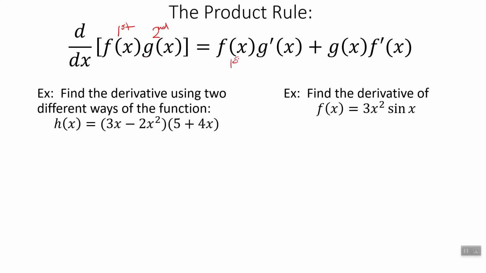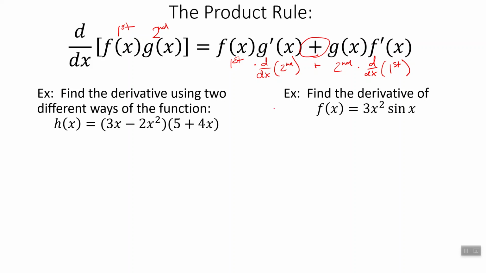the first times the derivative of the second plus the second times the derivative of the first. So we just kind of take turns. Like one function stays the same, the other one becomes the derivative. The other function stays the same, and then the other one becomes the derivative. And we're just adding them together. So we do end up adding here when we do the product rule.